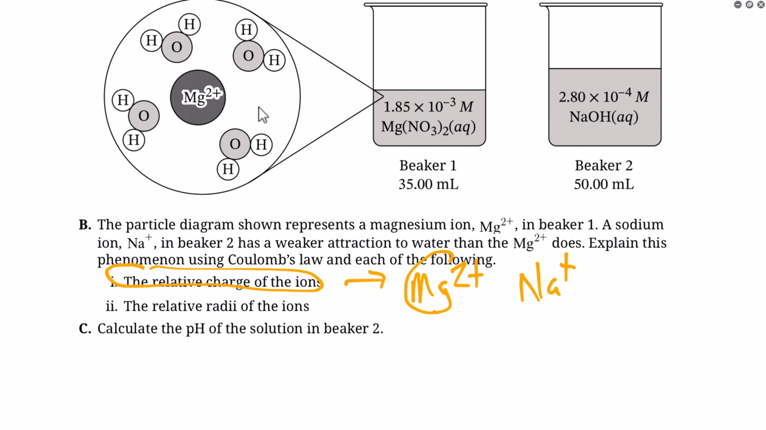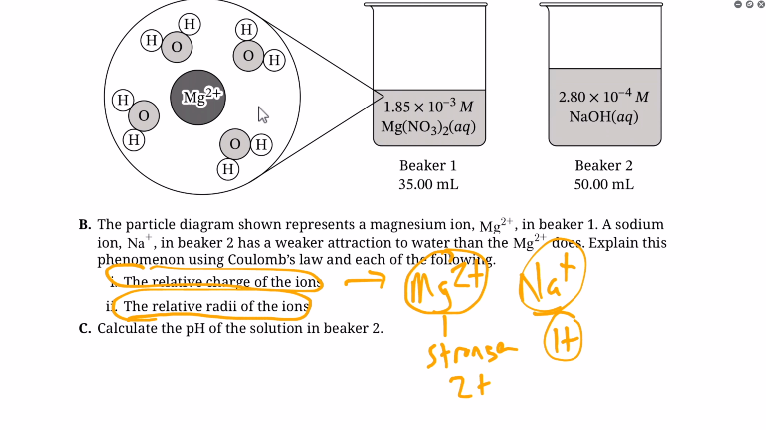So in this case, magnesium has a 2+ charge, and so therefore would have a stronger attraction due to the fact it is a 2+ charge when compared to sodium, which is only a 1+ charge. So that takes into account the relative charge of the ions that are present in the solution. How about the relative radii of the ions?